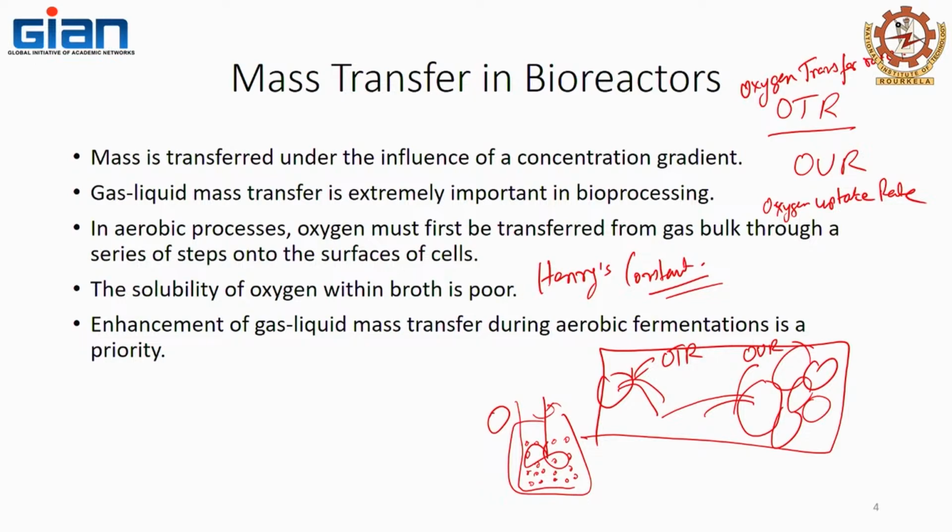Oxygen transfer is very, very important in a bioprocess. You have to make sure that you are providing appropriate amount of oxygen. So that means the OUR cannot be more than OTR. Oxygen uptake rate is higher, OTR is less, you won't have any oxygen for the uptake anymore, right? It's the other way around.